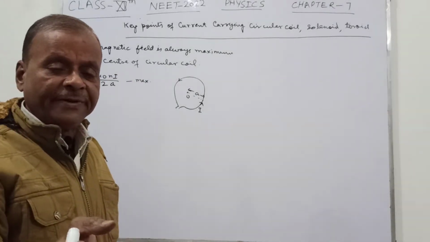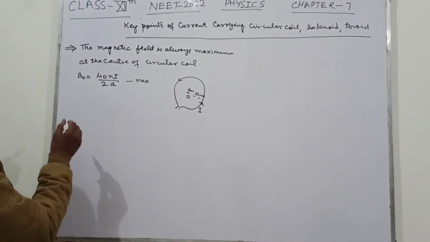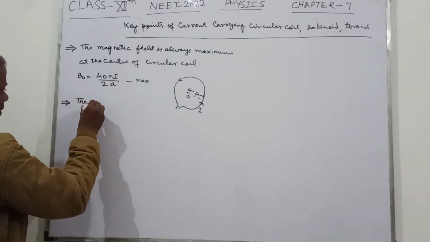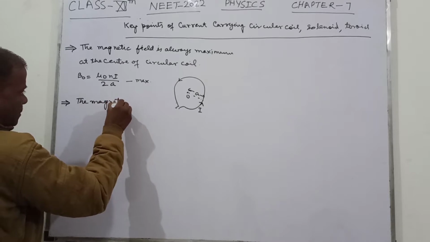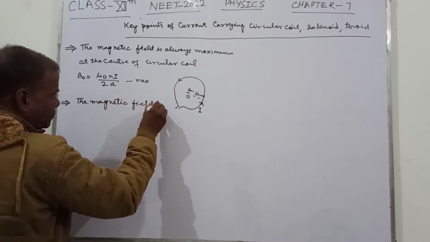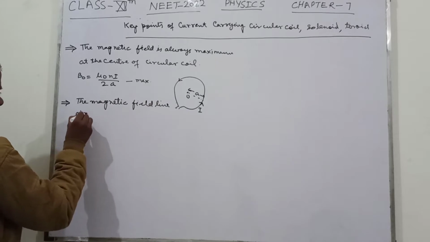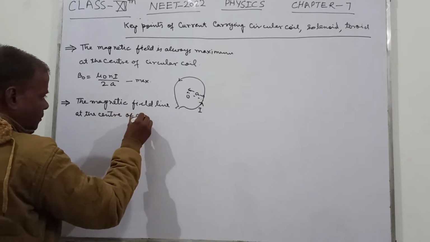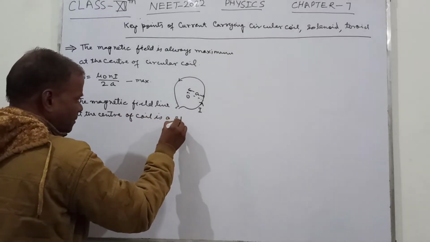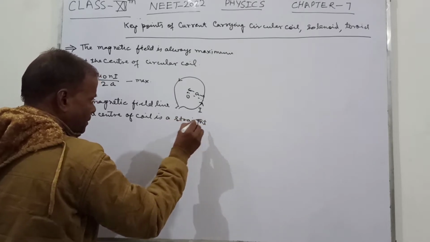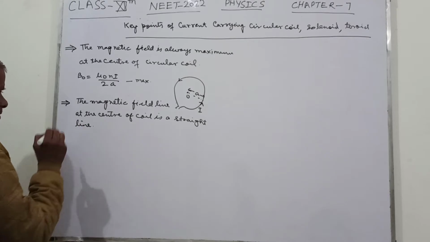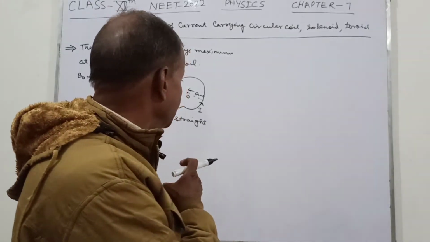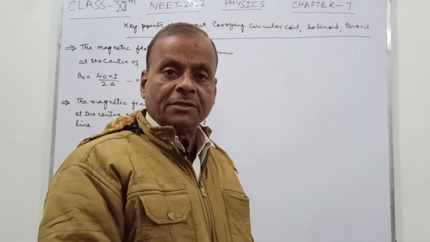If we go away from this, the magnetic field will decrease. The magnetic field line at the center of the coil is a straight line. And as we go away from the center to the circumference, the curvature increases.